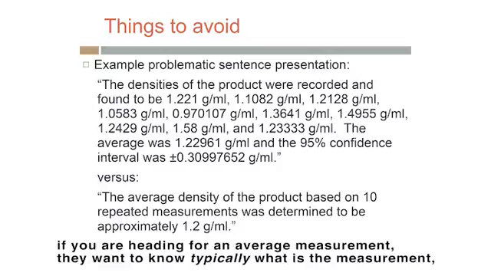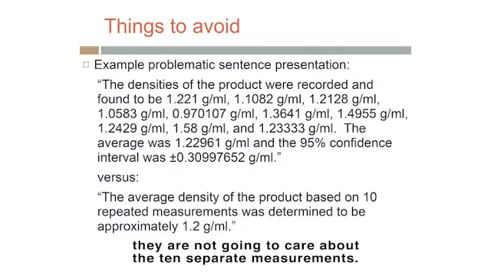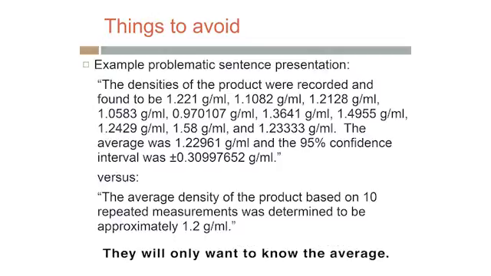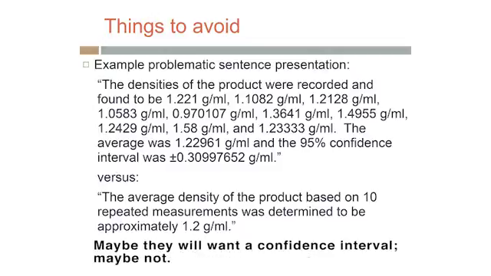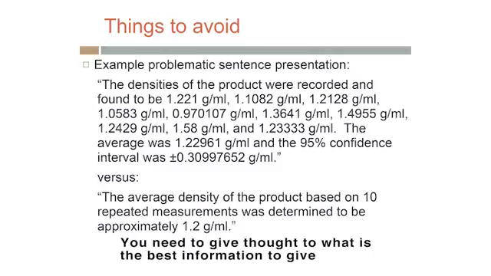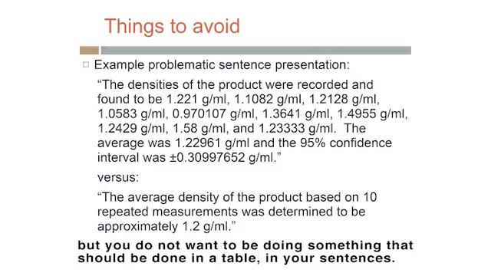But most likely, if you're heading for an average measurement, they want to know typically what is the measurement. They're not going to care about the 10 separate measurements. They'll only want to know the average. Maybe they'll want to know the highest and the lowest and the average. Maybe they'll want a confidence interval, maybe not. You need to give thought to what is the best information to give, but you do not want to be doing something that should be done in a table in your sentences.